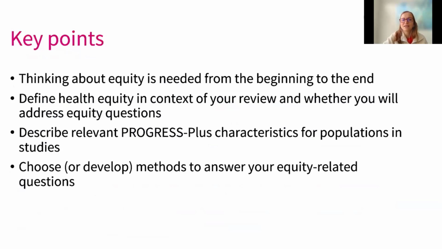So the key point is you should think about health equity from the beginning of the review, but then all the way through. So there's one section to report in the review, but in order to report it well, you have to start thinking about it when you're planning your protocol and thinking about the question that you're going to ask. You can define health equity in the context of your review and think about whether you have specific health equity questions or not, and that's okay. Describe the relevant PROGRESS-Plus characteristics for the populations in your studies and how you're going to look for that information and how you're going to report it. And then you'll have to choose or develop methods that will help you answer those equity-focused questions.